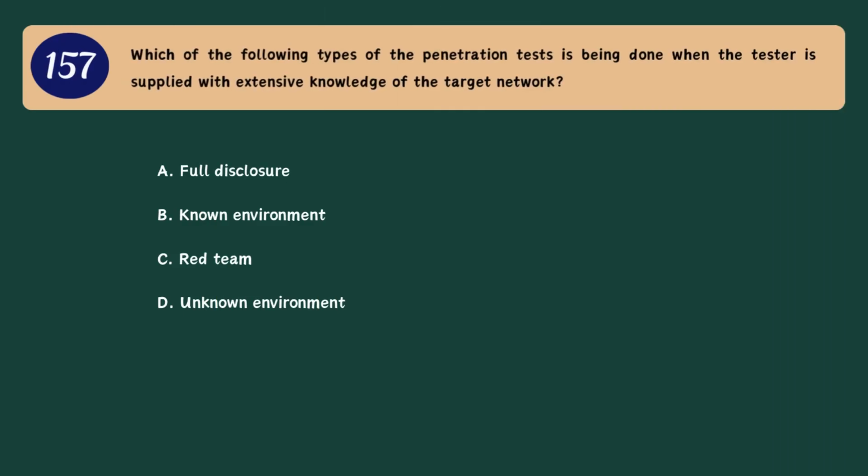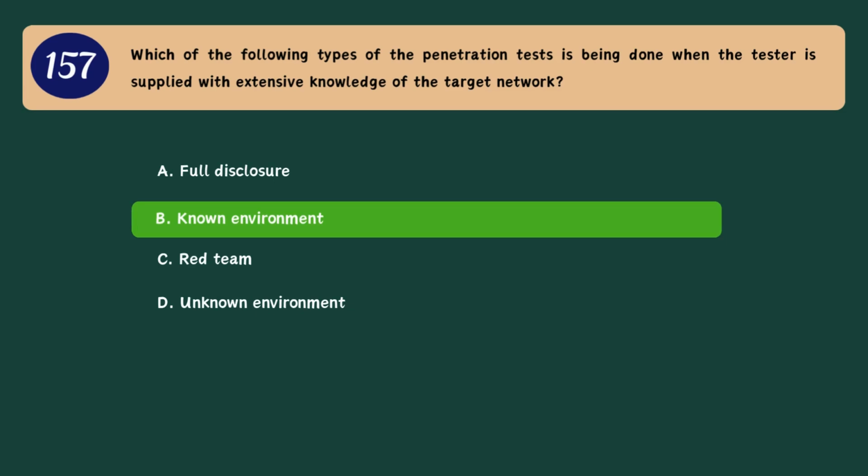Question 157. Which of the following types of penetration tests is being done when the tester is supplied with extensive knowledge of the target network? A. Full disclosure. B. Known environment. C. Red team. D. Unknown environment.